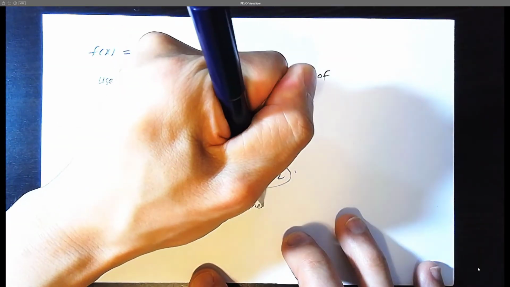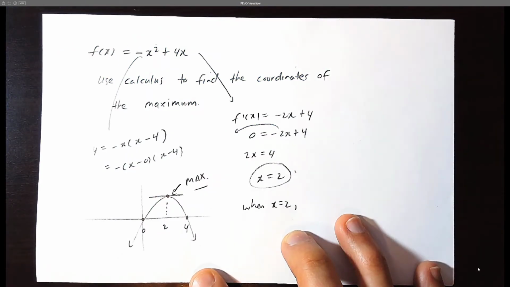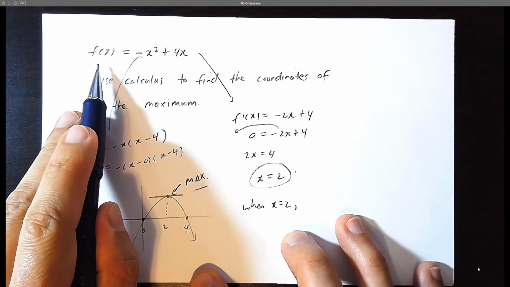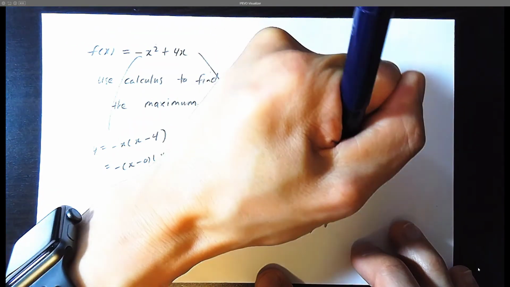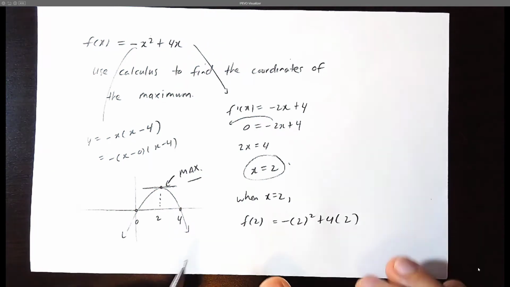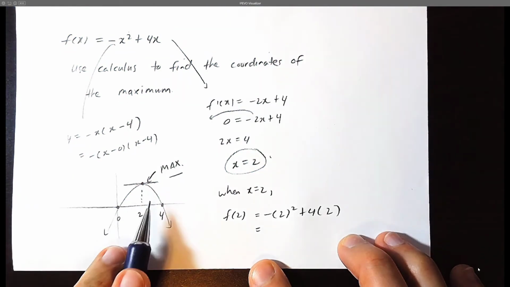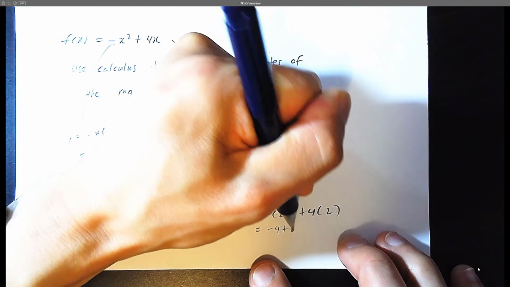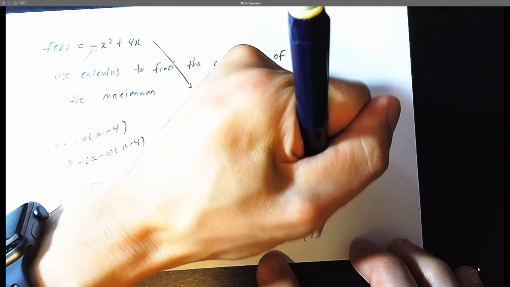And we're going to say when x equals 2, what's the y value? The y value is not here, it's actually here. Be careful, concentrate. The y value, f of x, is the original function. F of 2 is equal to negative something squared plus 4 times something, and that something happens to be 2. So don't confuse f of x and f prime of x. We're interested in actually finding the y value of the actual function. So negative 2 squared is negative 4, plus 8. So the y value is 4. The coordinates of the maximum are going to be (2, 4). It's going to be the max.